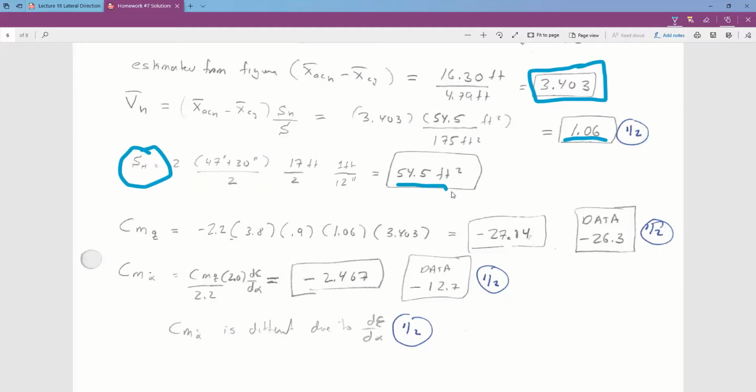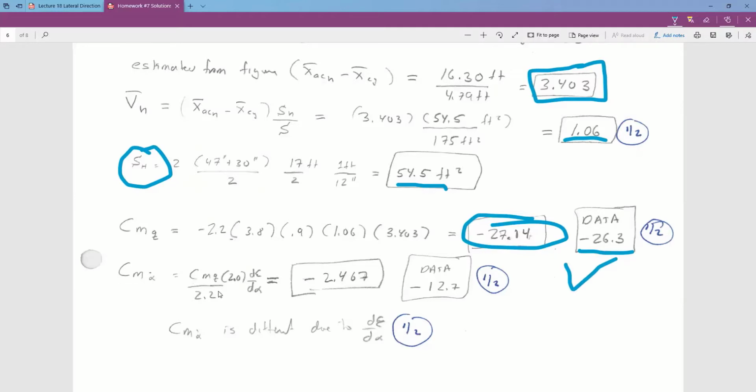So you plug that data along with the other numbers that you already have, and you get a CMQ of minus 27.14. And then the data in the back of the book has 26.3. That's pretty good, right?